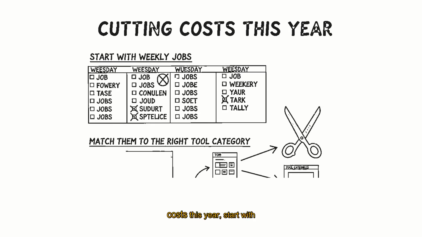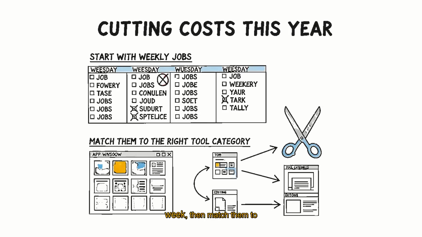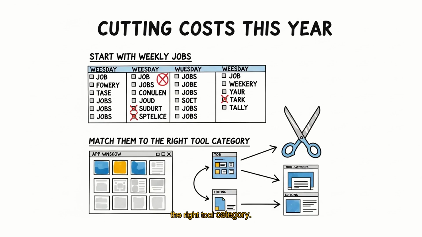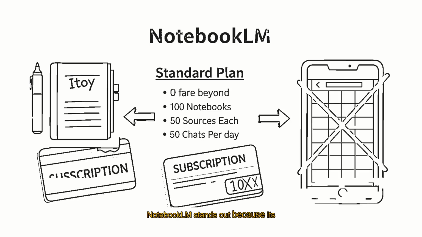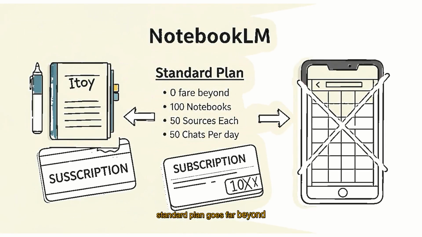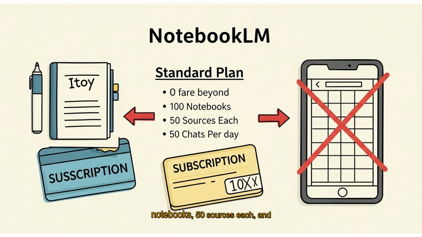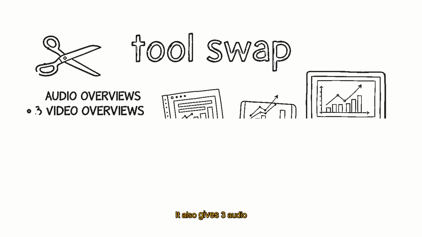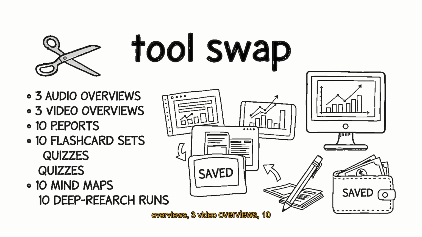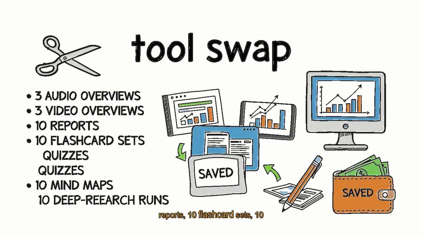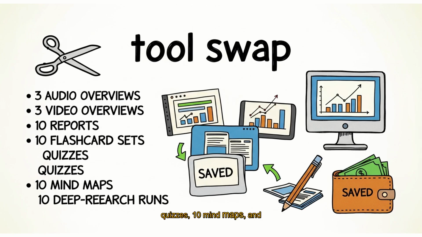So if you are cutting costs this year, start with the jobs you do every week, then match them to the right tool category. NotebookLM stands out because its standard plan goes far beyond one toy prompt, offering 100 notebooks, 50 sources each, and 50 chats per day. It also gives 3 audio overviews, 3 video overviews, 10 reports, 10 flashcard sets, 10 quizzes, 10 mind maps, and 10 deep research runs each month.